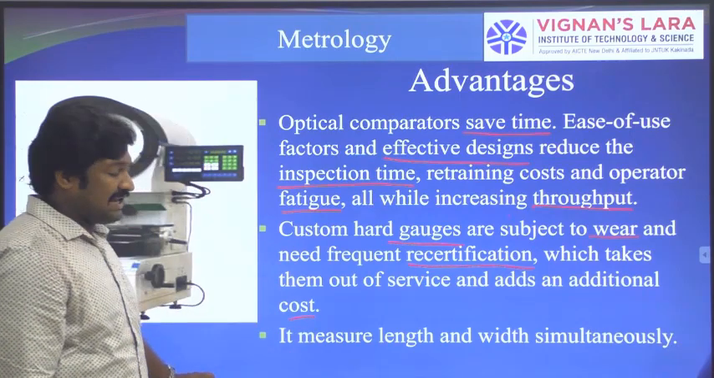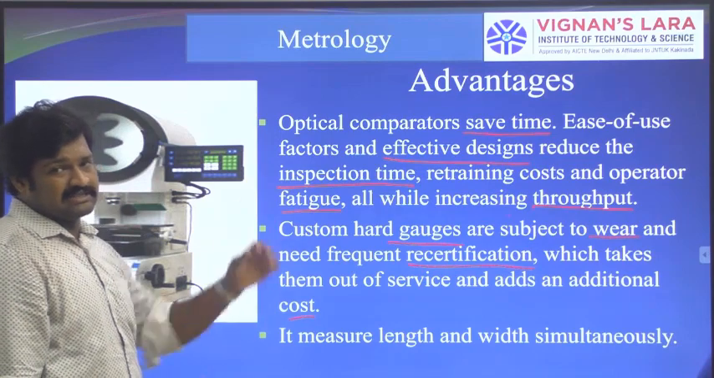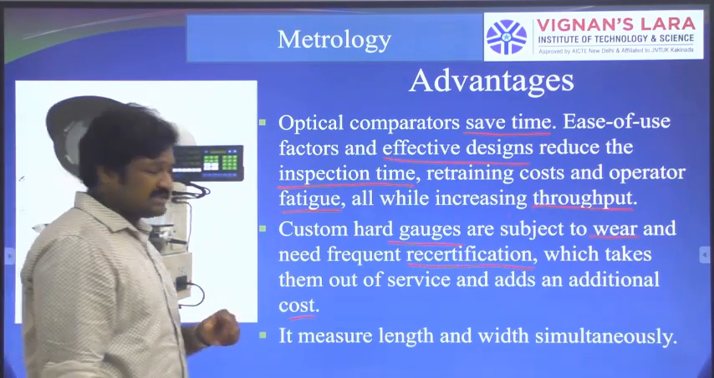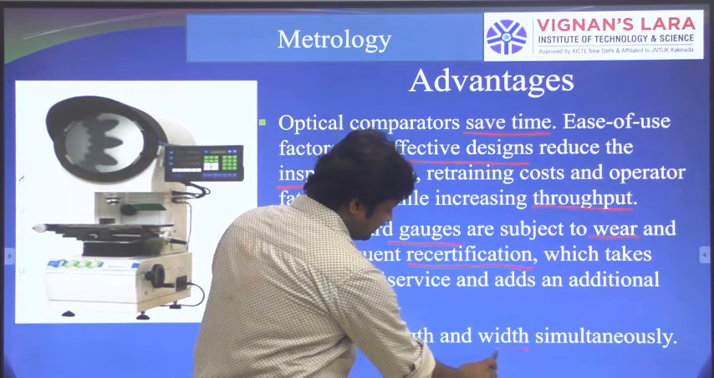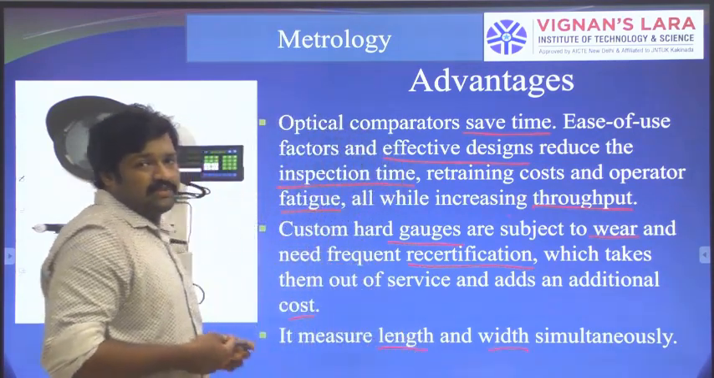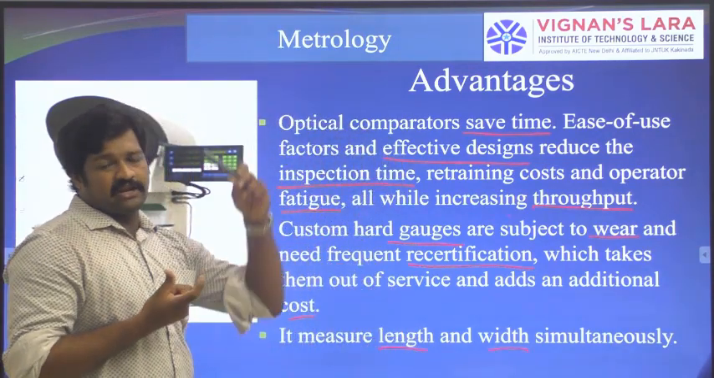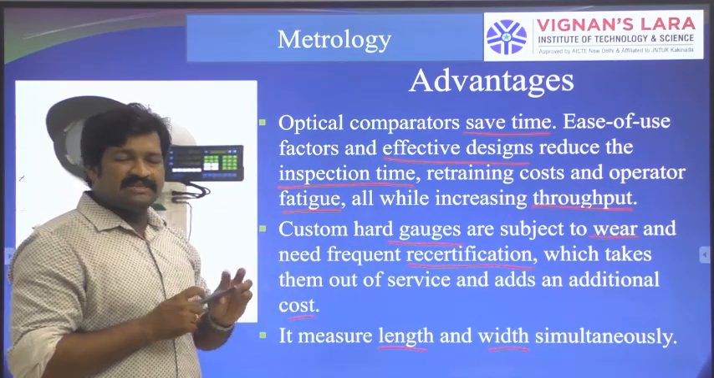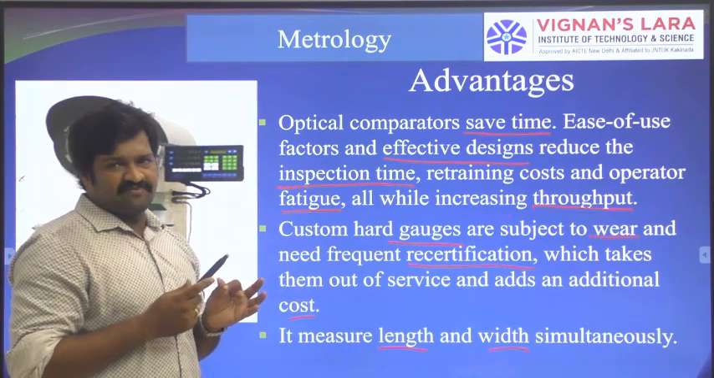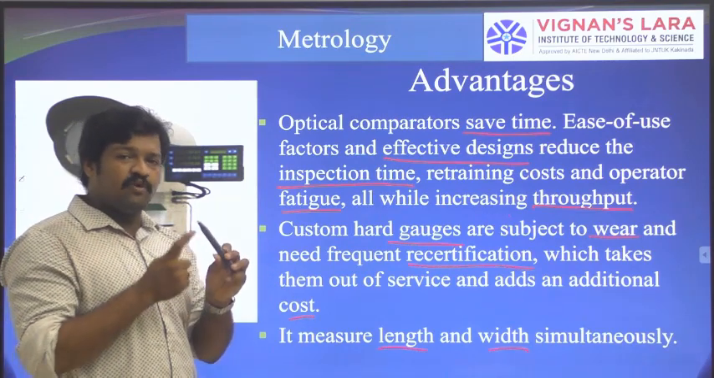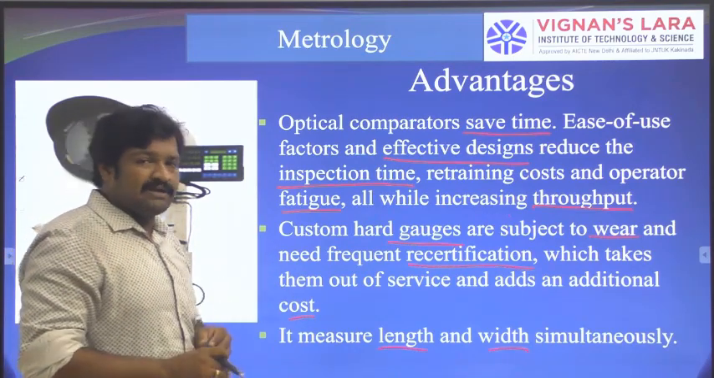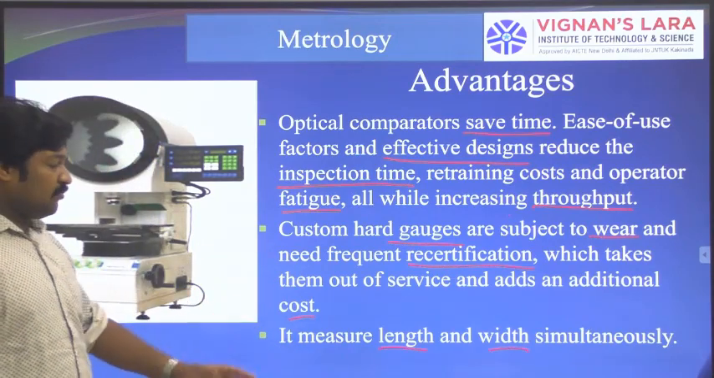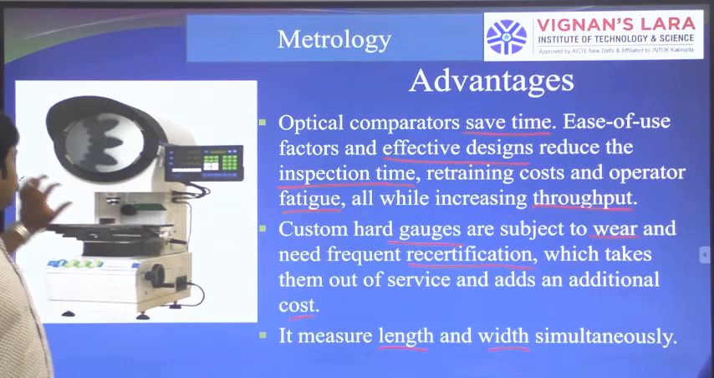It measures length and width simultaneously. By means of this optical projector, we can compare both the dimensions, the length and width, at a time. By means of a regular micrometer or vernier calipers, we can measure only one dimension at a time. But by means of this optical projector, we can compare 2 elements, both the length and width, at a time.